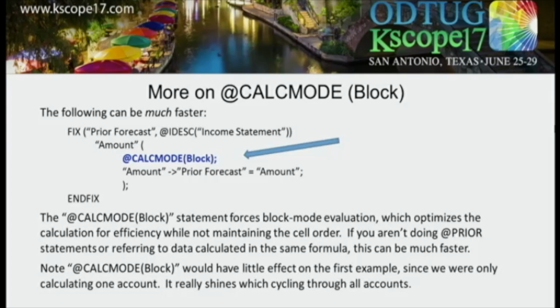Okay? And again, the only time you don't need that is if you're only calculating one account. You really kind of need that if you're cycling through a whole bunch of members in the dense dimension. That's when you kind of need that.